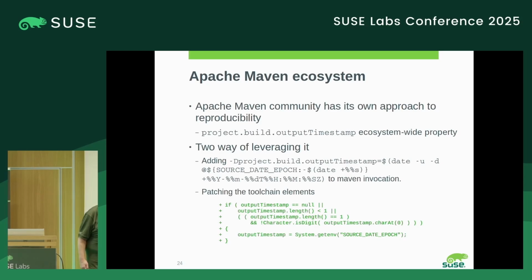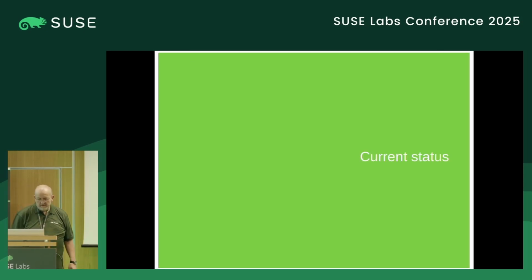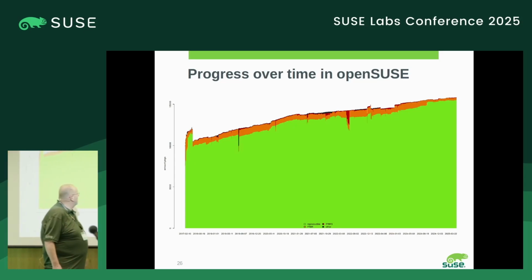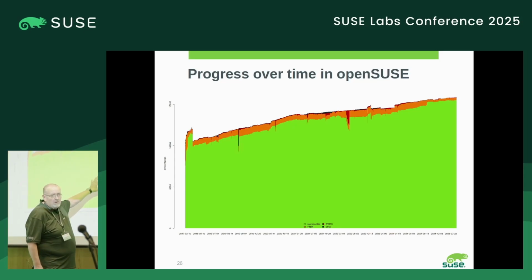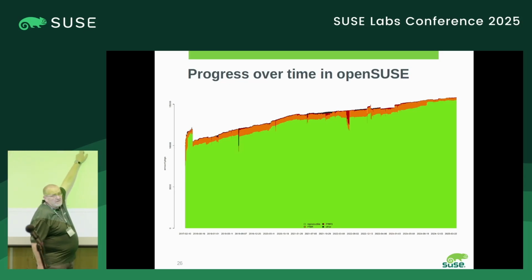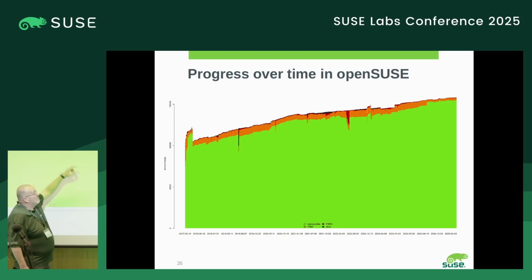Because if we give it 0, it still means the beginning of the epoch. So this was what we did then. So the current status, when you look at this, this is all Factory. You can see here we had the Java packages, and basically by these toolchain changes we made many of them reproducible. And you can see even here there were again the modification times that we were doing last year.